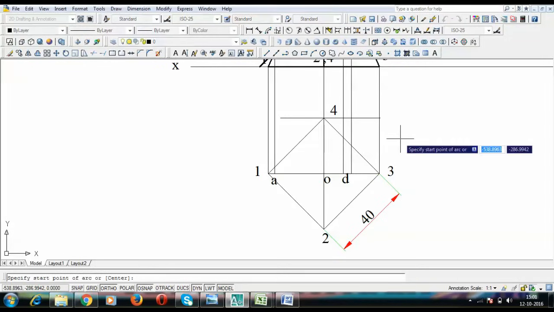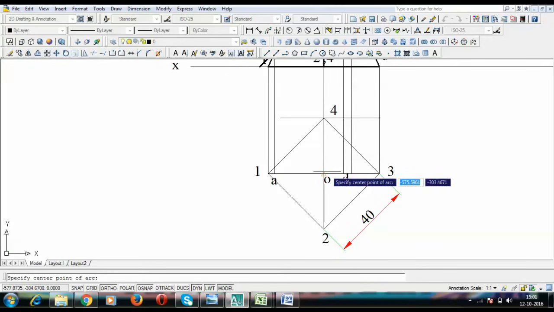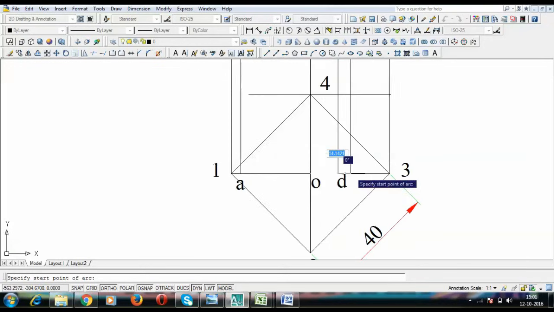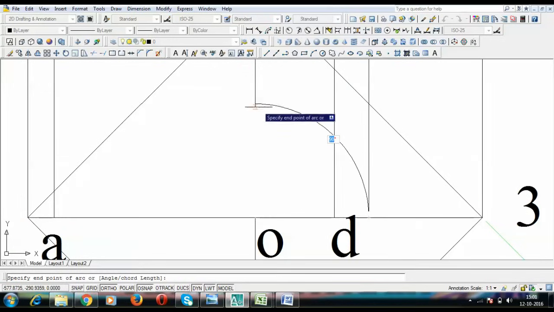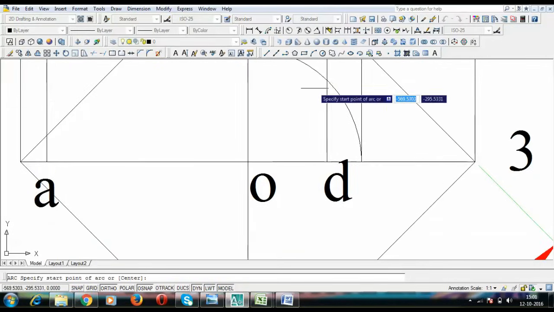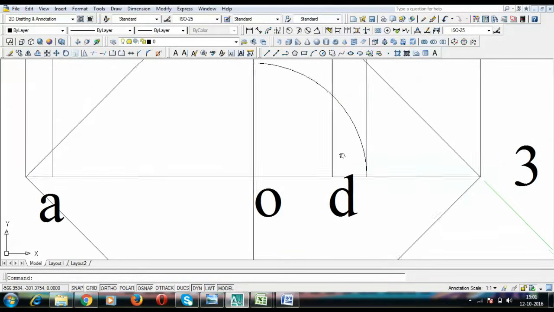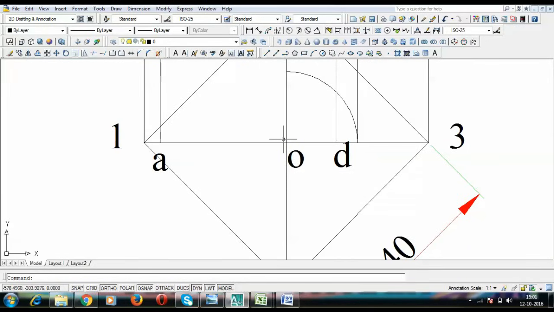Then we've got to do a small construction. Remember, taking O as center and with this point as radius, you need to turn it, and it is going to intersect somewhere here. The same process has to be done in the clockwise sense also, with O as center and with this point and this point as radius. You need to turn it clockwise, and it should look something like this.